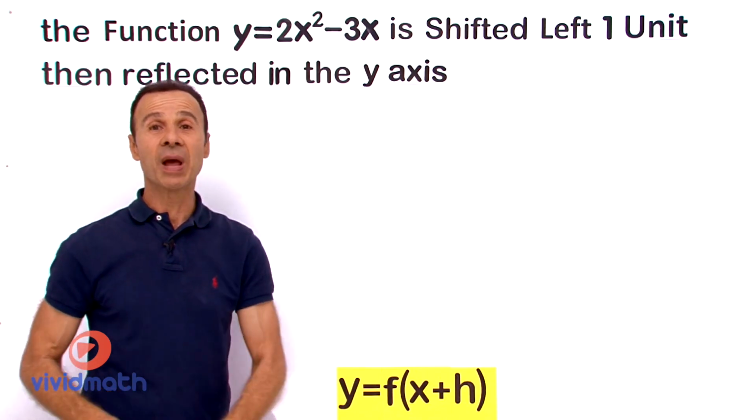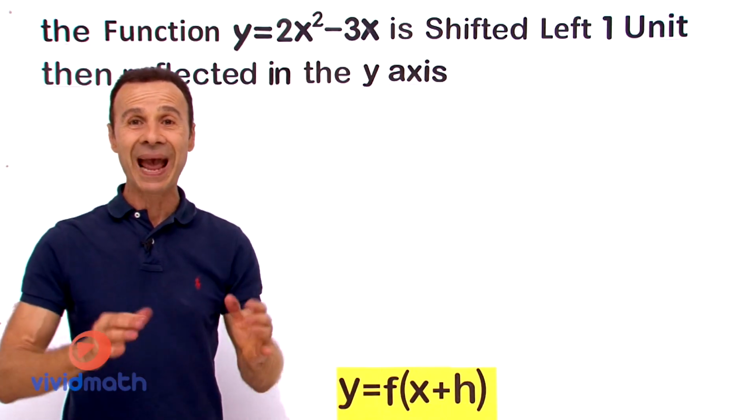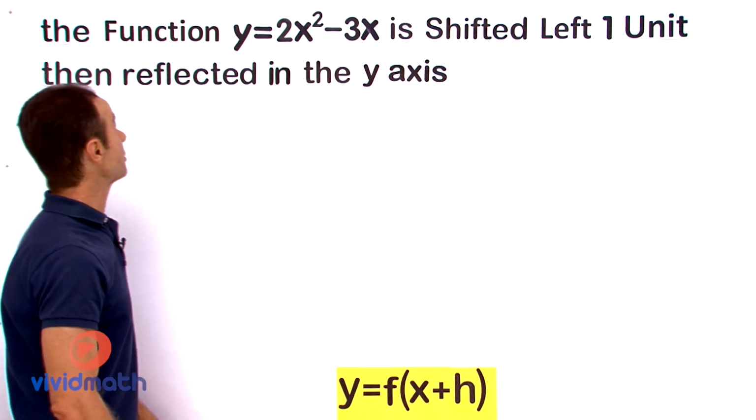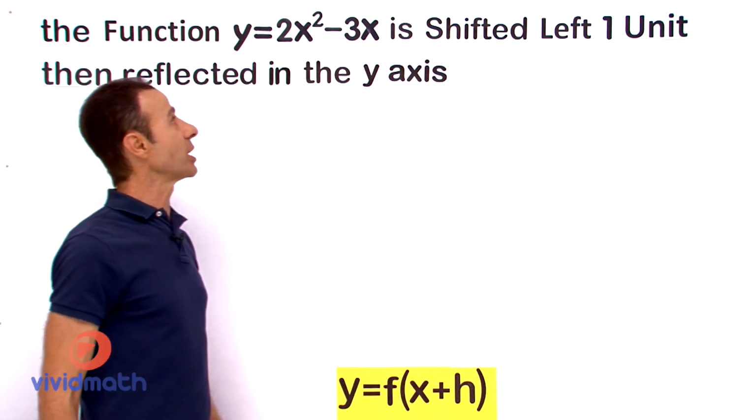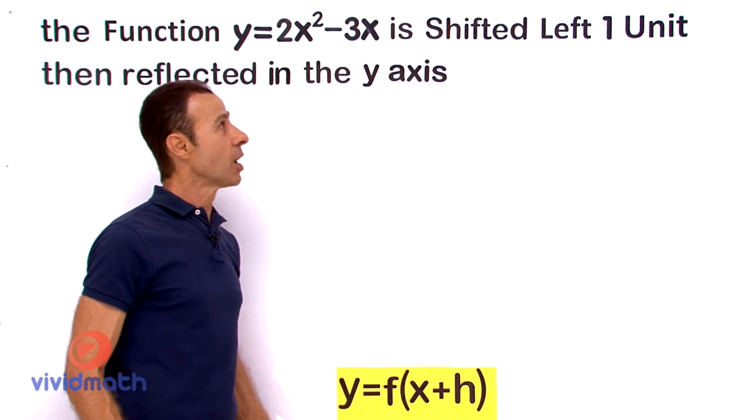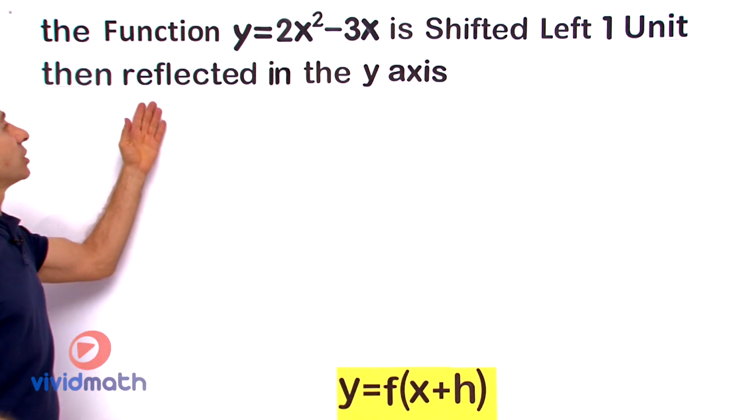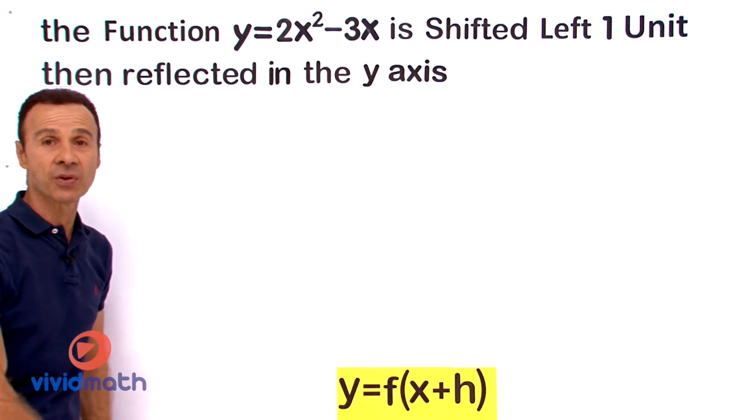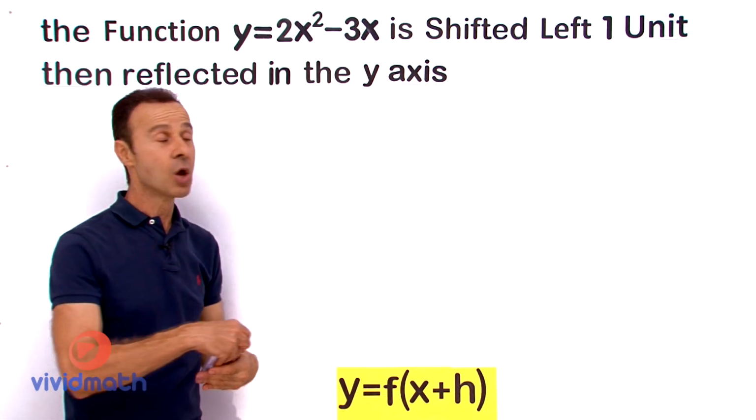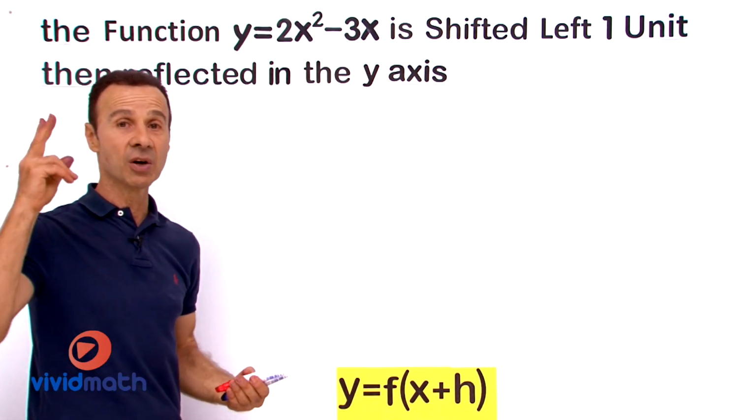Okay, in this question we have a function that's going to be shifted and reflected. Let me read the details to you. The function y equals 2x squared minus 3x is shifted horizontally to the left 1 unit, and then it is reflected in the y-axis. So the first thing I'm going to do is just summarize what we're going to do. It's a combination of two things.